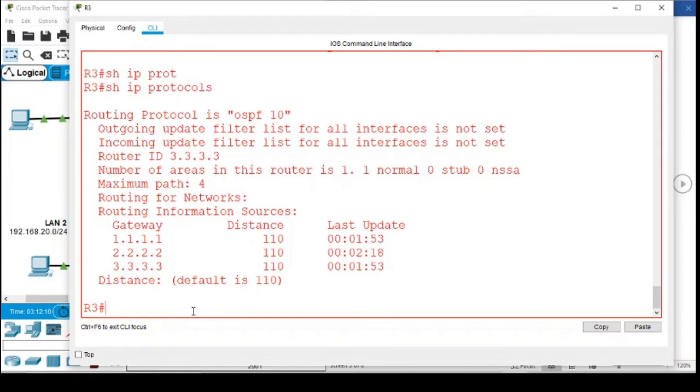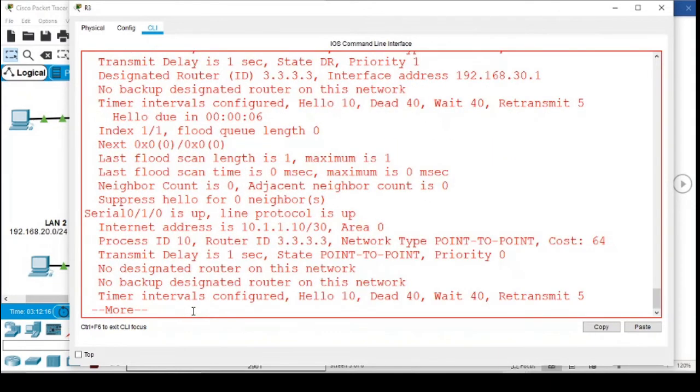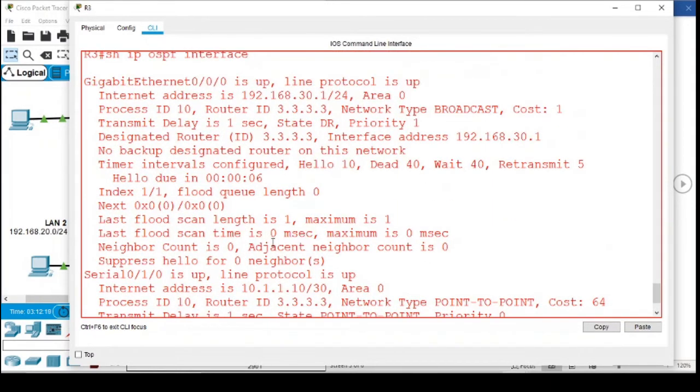Again we have one more command, show ip ospf interface. This is a detailed command, which I also mentioned in my theory lecture, in which you can see this interface is working in area 0. This is the router ID. The network type is broadcast because it is connected to the Ethernet. The cost is 1, and the priority by default is 1. For that network it's a DR.